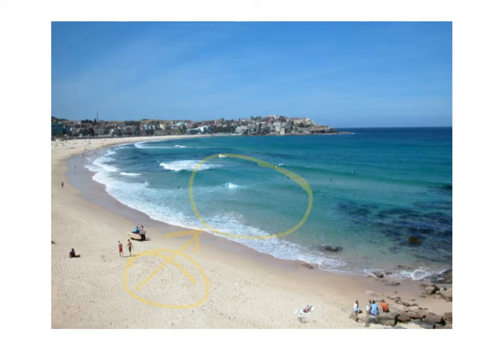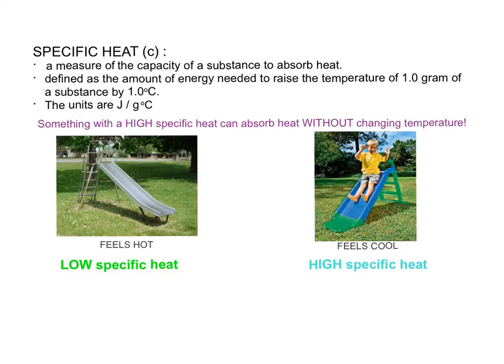That has to do with the nature of the substance. That's called specific heat. Specific heat is the measure of the capacity of a substance to absorb heat energy. Technically it's defined as the amount of energy needed to raise the temperature of 1 gram of something by 1 degree Celsius. So it's how many joules of energy have to go in to raise 1 gram of it 1 degree Celsius. The units are a little long and weird: joules per gram degree Celsius. It's joules required to raise 1 gram 1 degree Celsius.